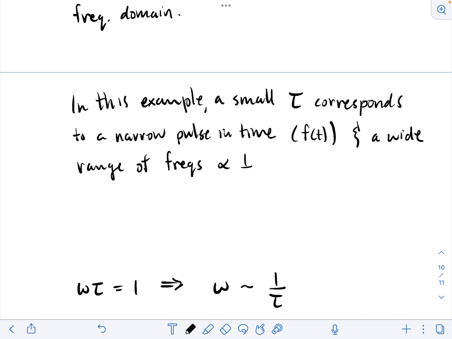And so that's consistent with the previous examples that we saw of the box function and the delta function. Of course, the inverse of that is true. I won't write it down, but if we had a large tau, we would have something that decays slowly in time, so a wide pulse in time, and that would correspond to a narrow range of frequencies in f hat of omega. Okay, thanks very much.